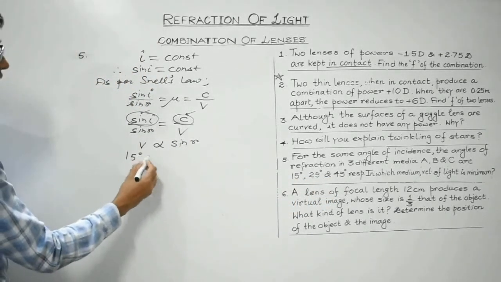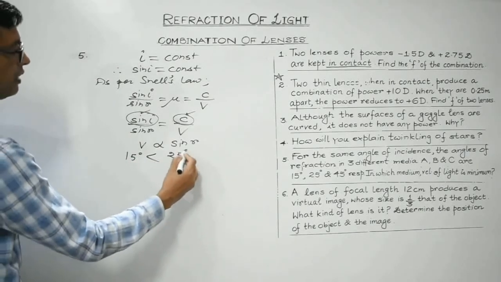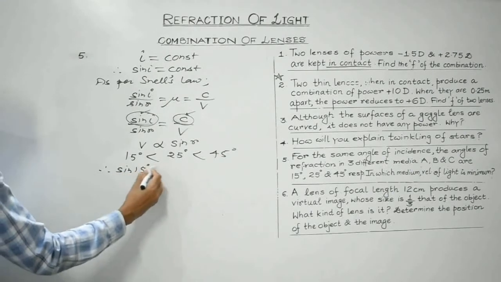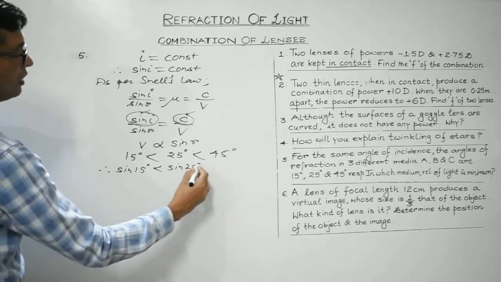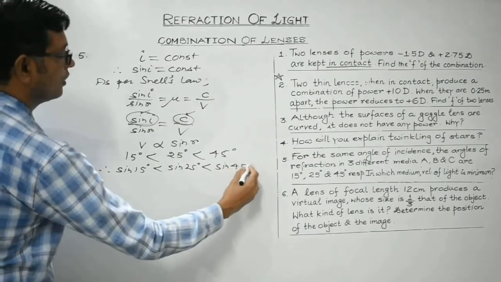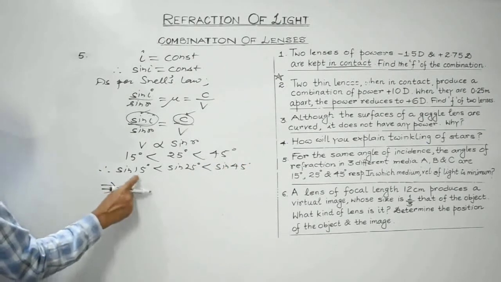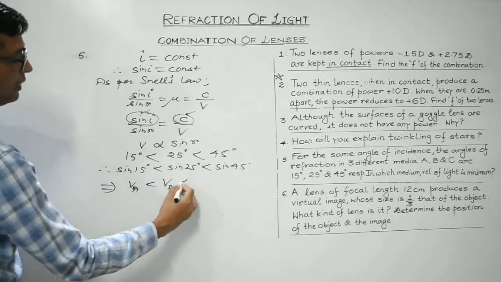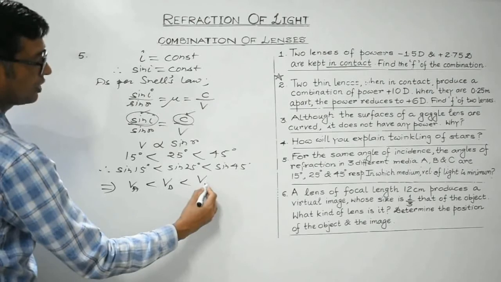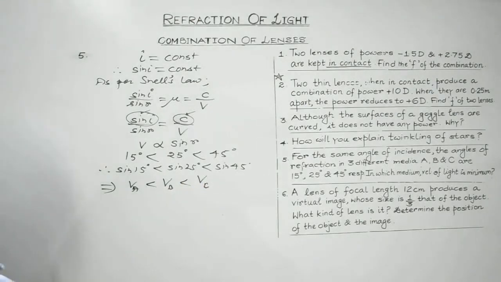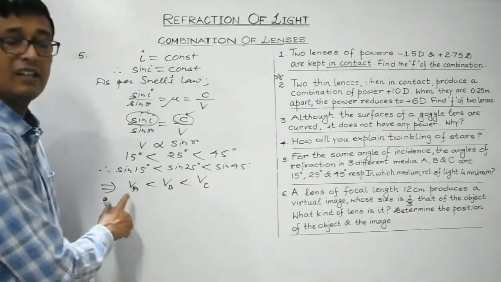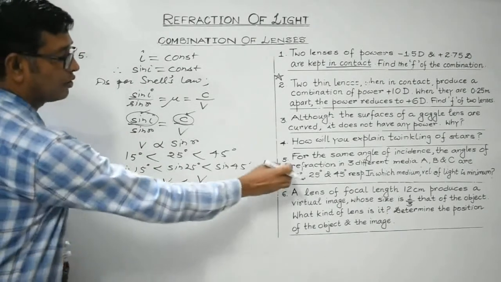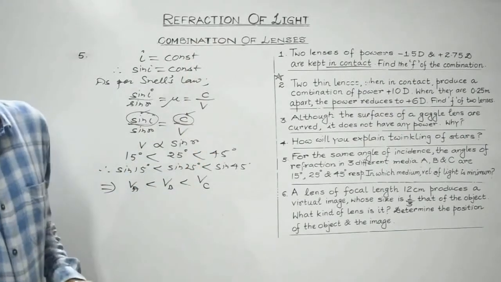Now look, 15 degree is less than 25 degree is less than 45 degree. Therefore, sin 15 would be less than sin 25, which is less than sin 45. This implies that velocity in medium A would be less than velocity in medium B, which is less than velocity in medium C. So the light will have minimum velocity in medium A and maximum velocity in medium C.